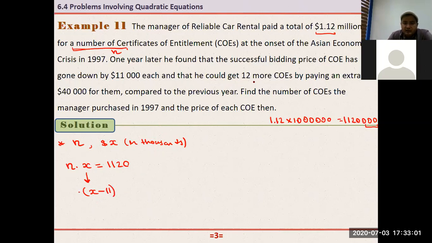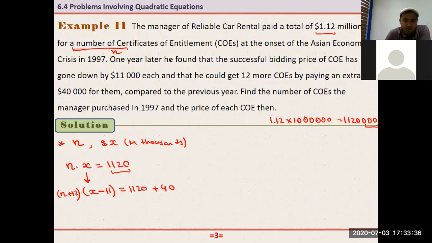And that he could get 12 more COEs. In the previous year, he got n. Now, because the price went down, he can get a bit more. By how many? It is 12 more. So here we have n plus 12, and by paying an extra 40,000. In the previous year, we paid in total this much, 1,120, but now we need to pay 40,000 more. That is the question.